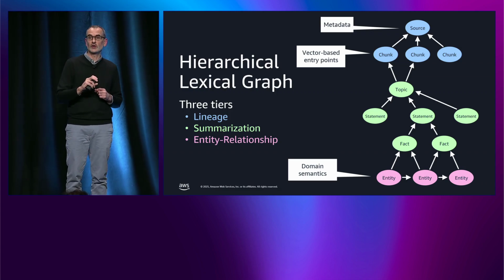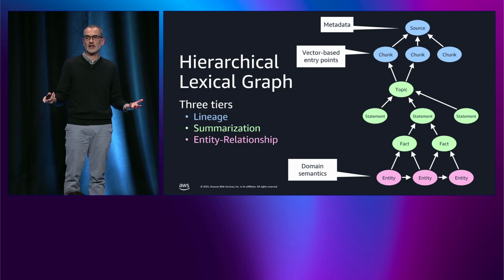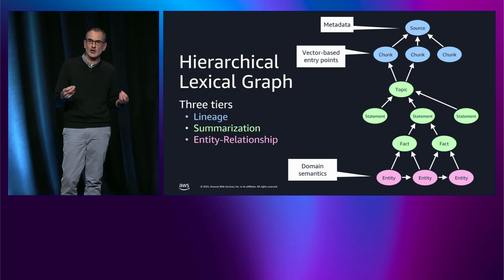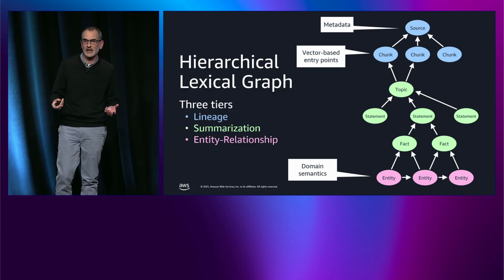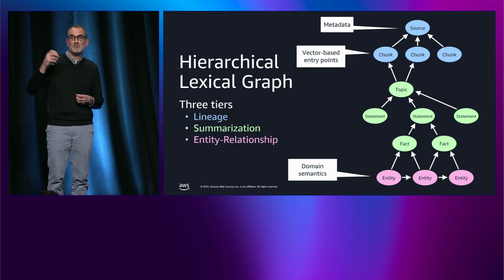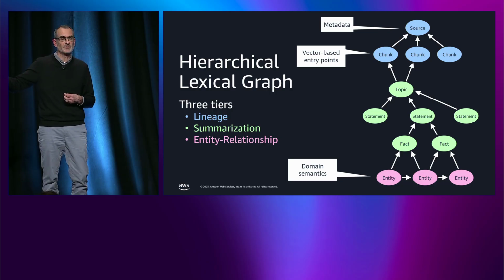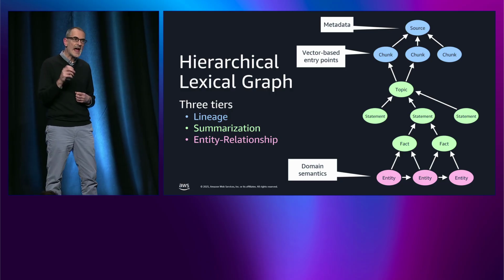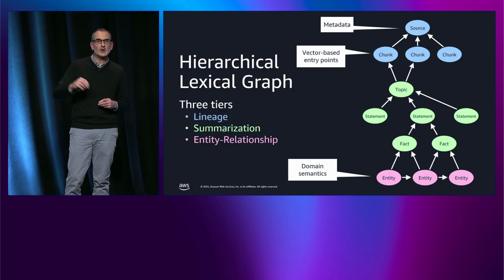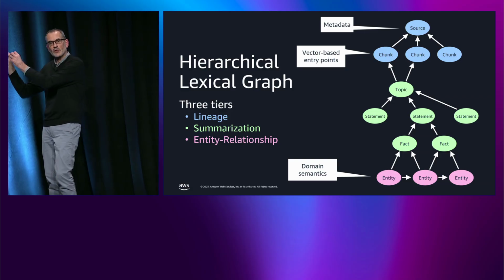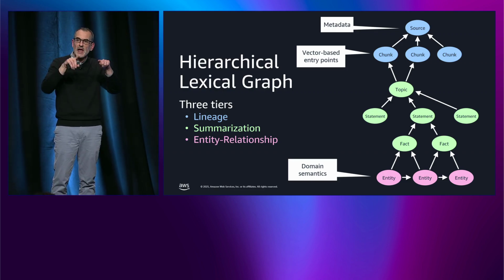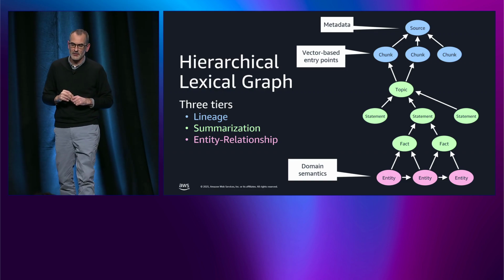Below them are the chunk nodes, and they represent chunked content. And this is exactly the same kind of chunk content that you're going to get with a traditional vector RAG application. These chunks are also associated with embeddings in the vector store. So at retrieval time, they act as a vector-based entry point into the graph. If we do a similarity search in the vector store, we can use the results to then find the corresponding chunk nodes in the lexical graph, and from there we can begin traversals throughout the rest of the graph.